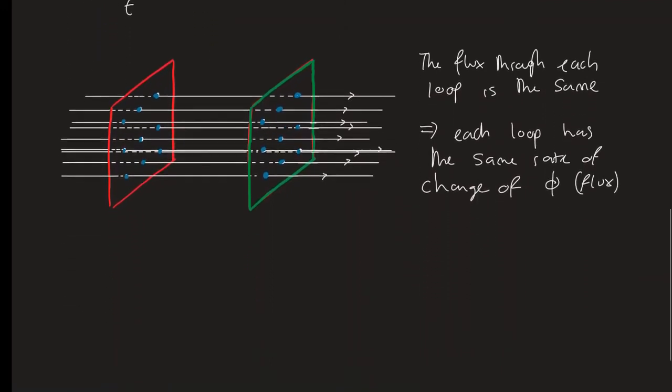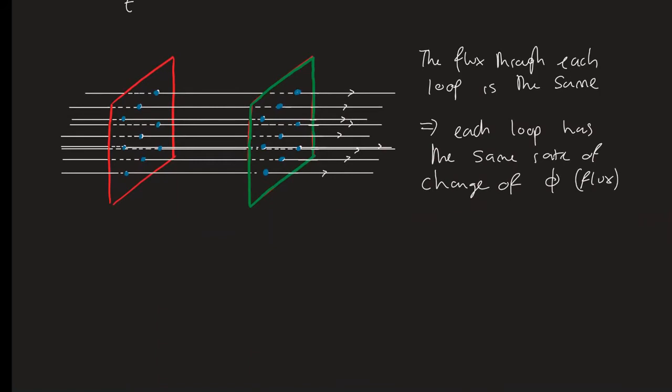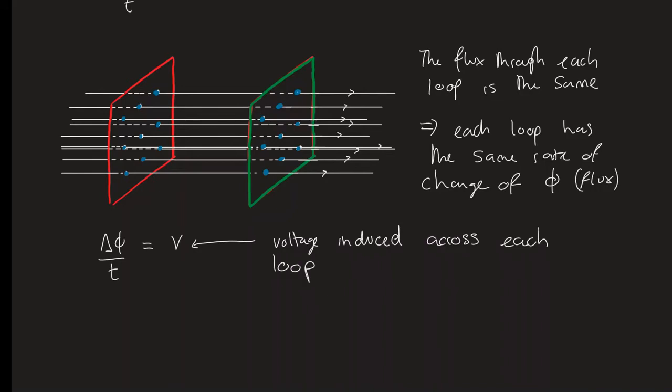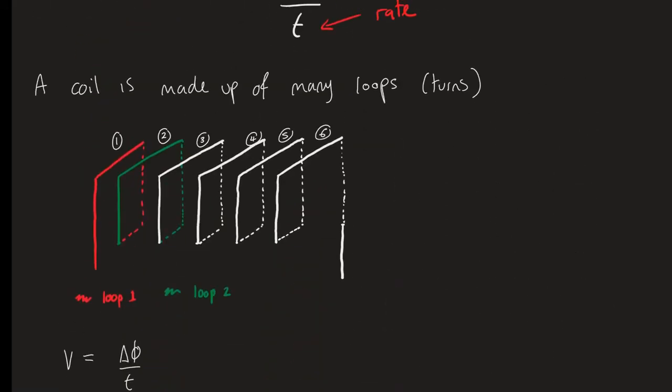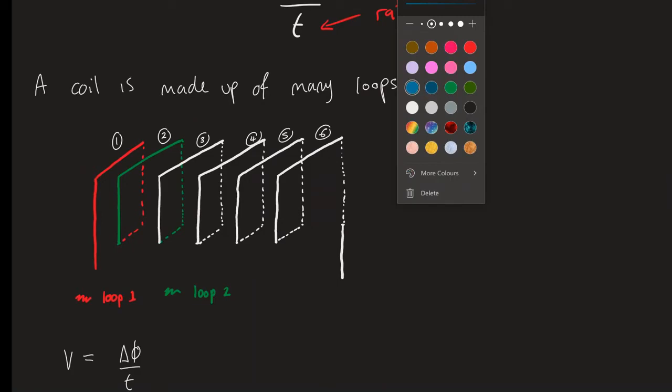And we've also established that if something has a rate of change of flux, that means that that's not zero, so the flux is changing, then there must be some voltage induced. So we can say that V here is the voltage induced across each loop.